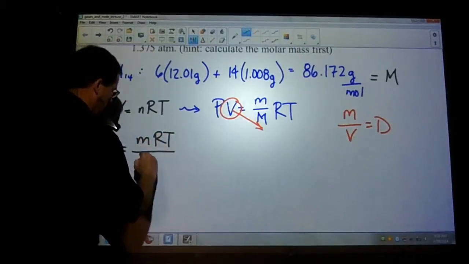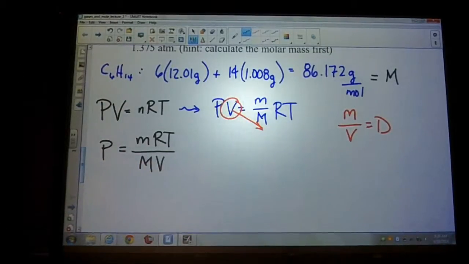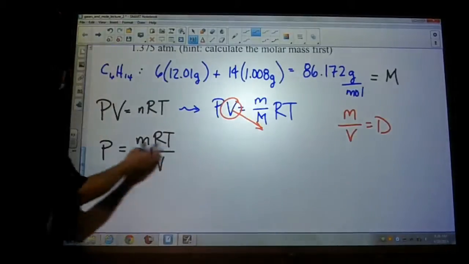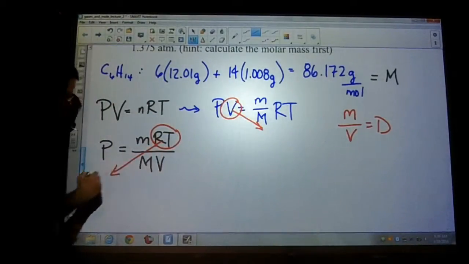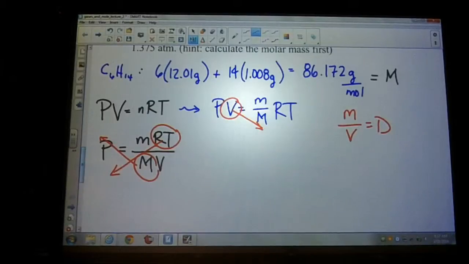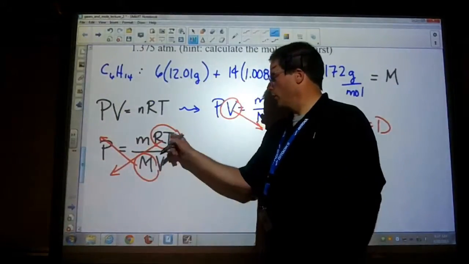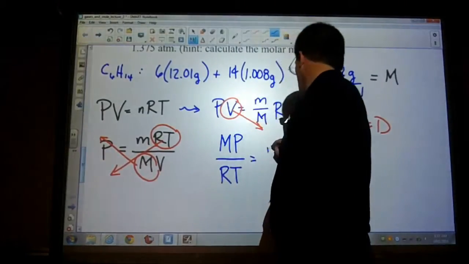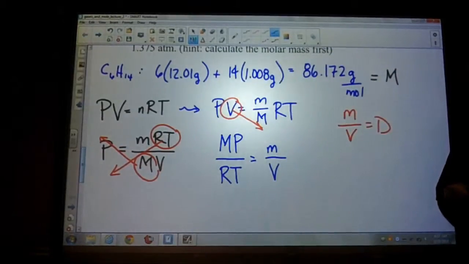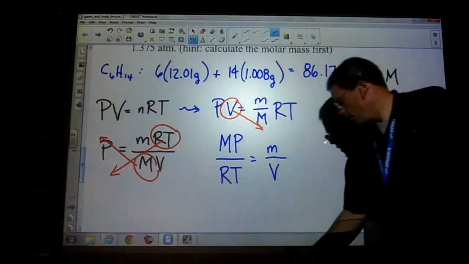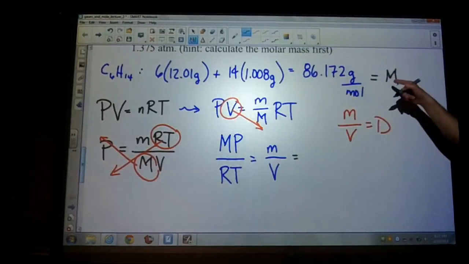RT over big M and V, okay? Now again, what we're trying to do is isolate just the little m and the V, so now I need to start moving the other variables to the other side. So that means I need to divide R and T on both sides and do what to big M? Multiply it. Okay. So again, that leaves mass over volume, which is your density. So after I multiply big M on both sides and divide RT on both sides, I get MP over RT, which is little m over V. Okay. So again, I started with PV equals nRT and I finished here. Once I do that, plug and chug. So you just found the molar mass, so let's go ahead and plug that in.